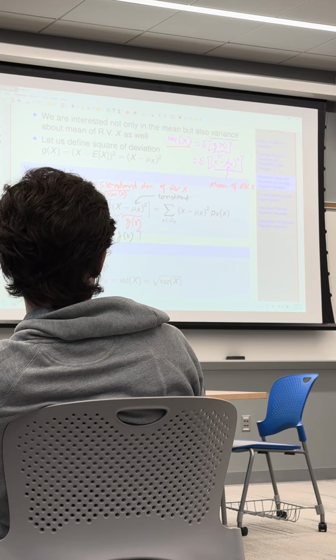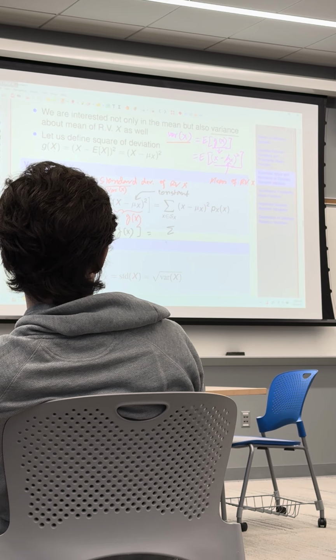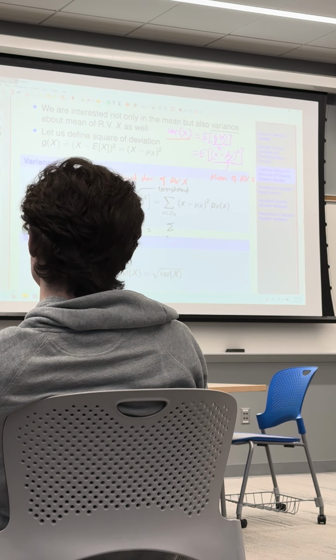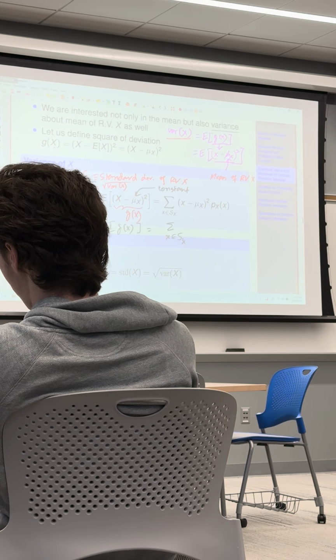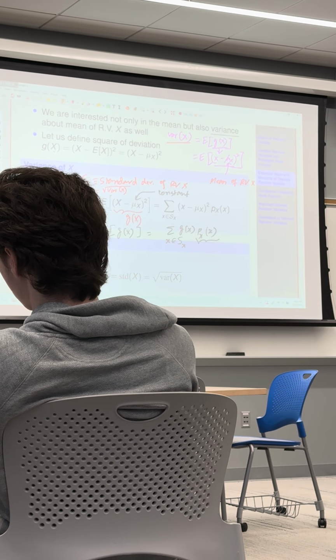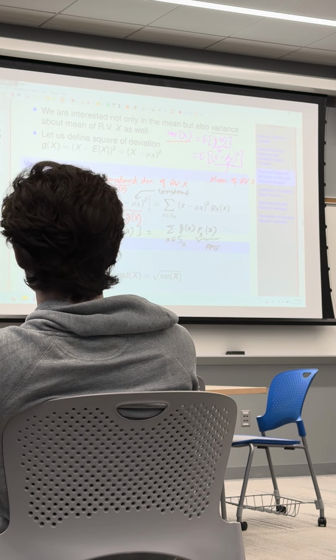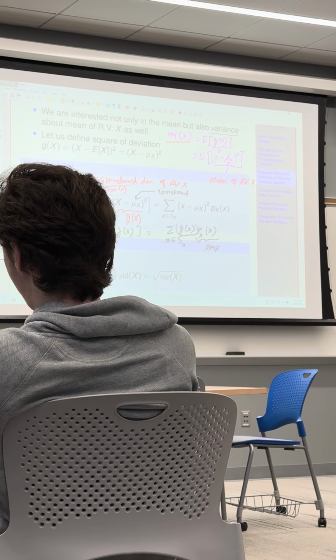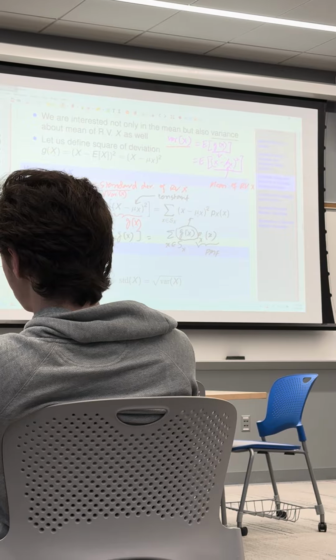The expectation of a function g of x is basically: you take the summation over the values of x from the range of x, and then you pass this g of x, and you know the PMF of random variable x. This is the probability mass function, and this is your function. For variance, this function is x minus mu sub x squared.